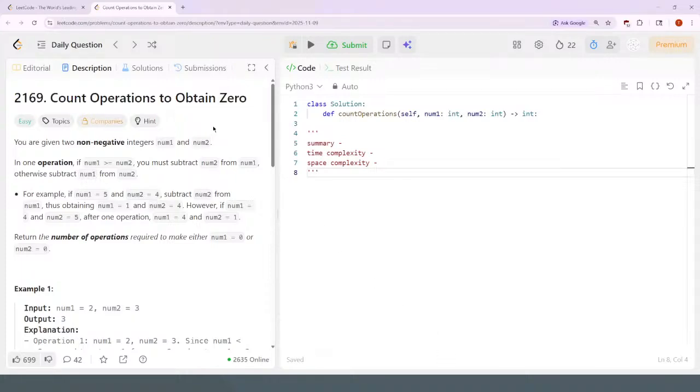Okay, let's see what we've got. It's an easy. Haven't done this one before. Let's do this. Count operations to obtain 0. You're given two non-negative integers, so 0 positive.